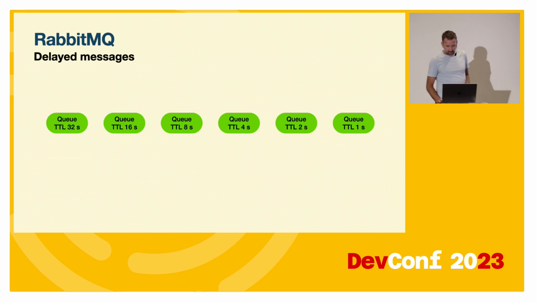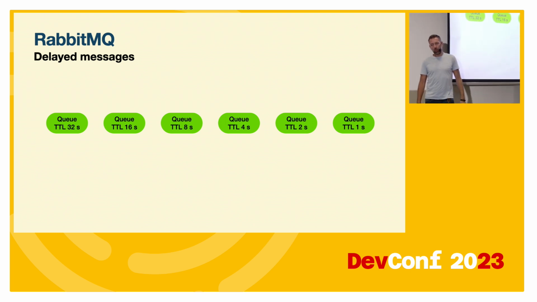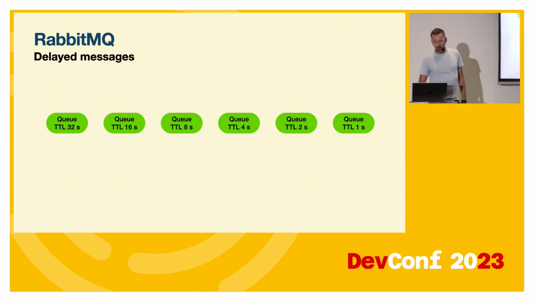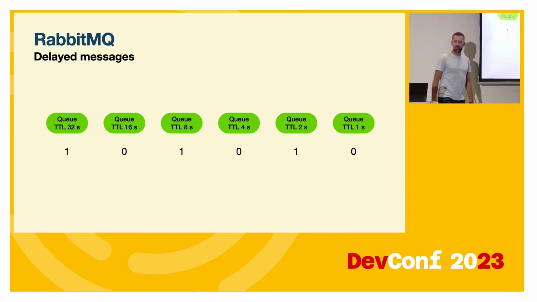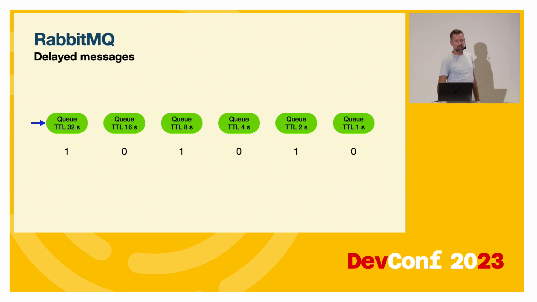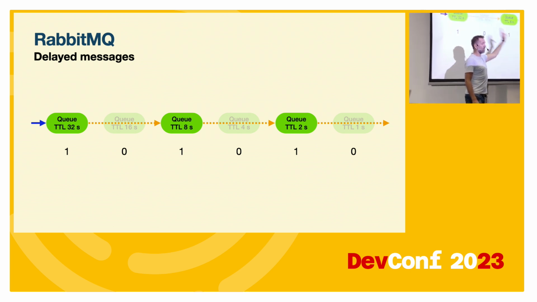What we could then do is create a queue with a 32-second time to live, a 16-second time to live, an 8, a 4, a 2, and a 1. We take our number 42, or 101010 in binary, write it underneath the queues, and that tells us we can put this message through the 32-second queue. We skip the 16 because it's got a 0. We put it through the 8, skip the 4, put it through the 2, skip the 1. By putting this message through the 32-second queue, the 8-second queue, and the 2-second queue, we've simulated a delay of 42 seconds.